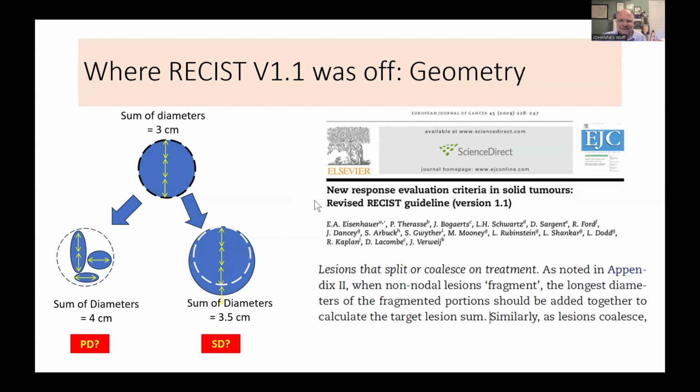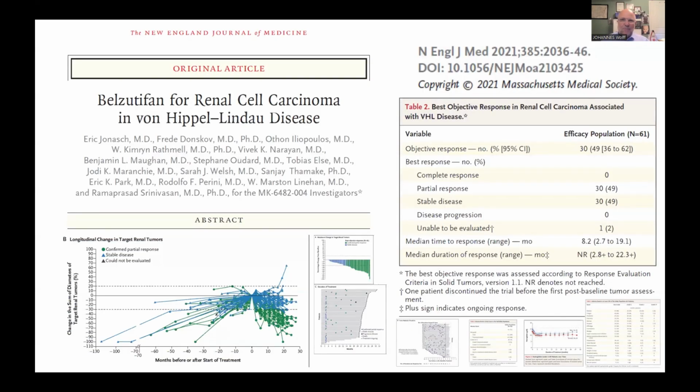We'll do this as a journal club. RECIST version 1.1 has made tremendous impact on clinical drug development in oncology. Here is one of the highlights, one of the biggest examples. I'm going to present this as a journal club.